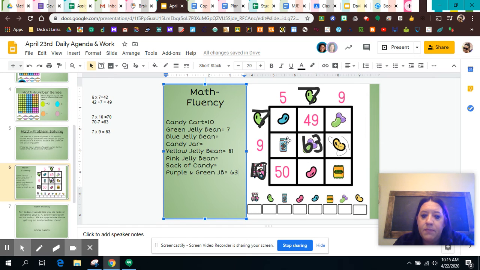Remember, 5 groups of 9 will help get you to the candy jar. 10 groups of 7 will get you to the pink jelly bean, and then 10 groups of 9 will get you to the candy side. And then you will be finished with this puzzle.